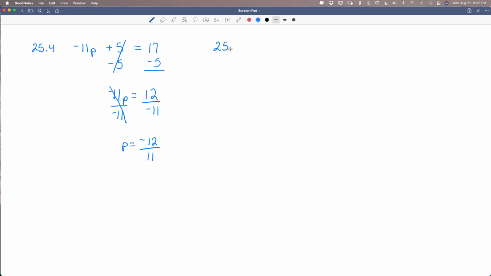25.5. All right, in this problem, we have some fractions to deal with. So first, we're going to do the same thing we did before. We're going to add 1/2 to both sides. Okay, and these two will cancel out.